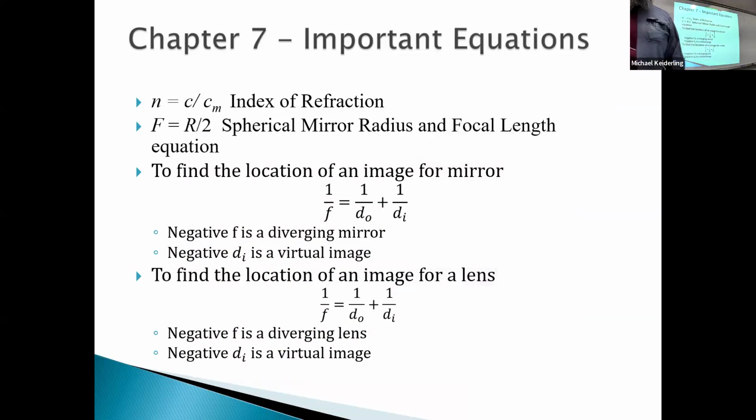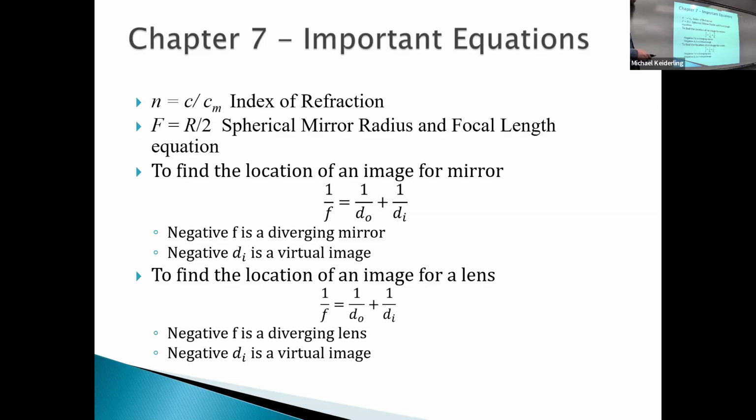So, some important equations from chapter 7. The index of refraction is the speed of light in a vacuum over the speed of light in a medium. The bigger the index of refraction of the medium, the slower light travels in that medium. For a spherical mirror, the focal length is half the radius. To find the location of an image for a mirror, 1 over the focal length equals 1 over the distance to the object plus 1 over the distance to the image.